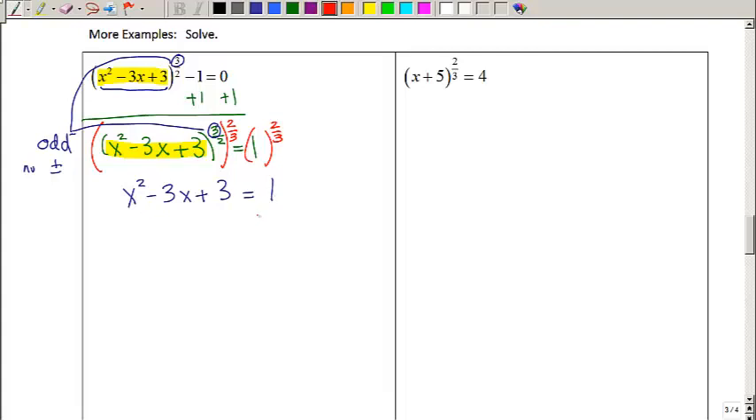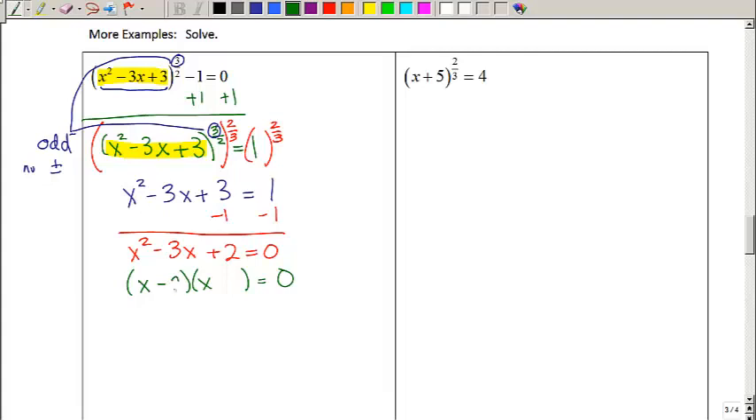In this case, I have a quadratic equation left, so I'm going to set it equal to 0 and use one of the 4 methods that we discussed to solve. The first method I always try is to see if I can factor. It looks like this is going to factor, x minus 2 times x minus 1, and then I can get my solutions fairly quickly by using the zero product property. My two solutions are x equals 1 and x equals 2.